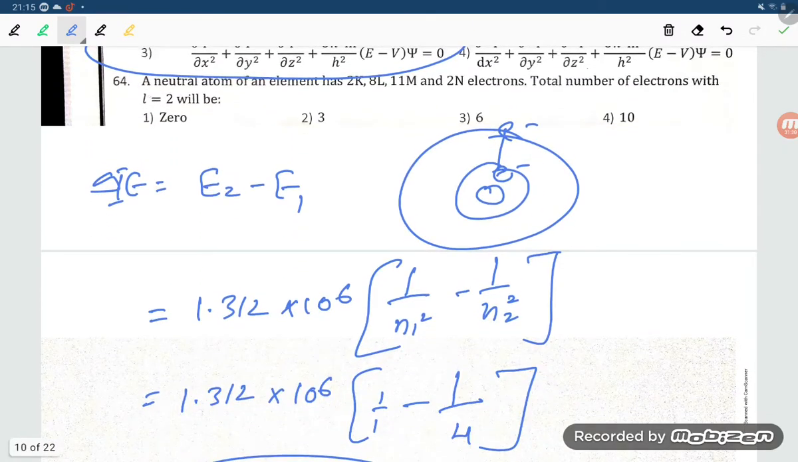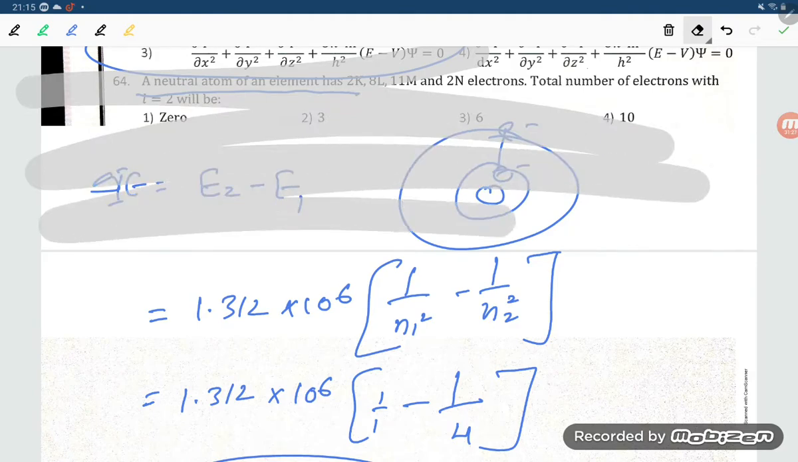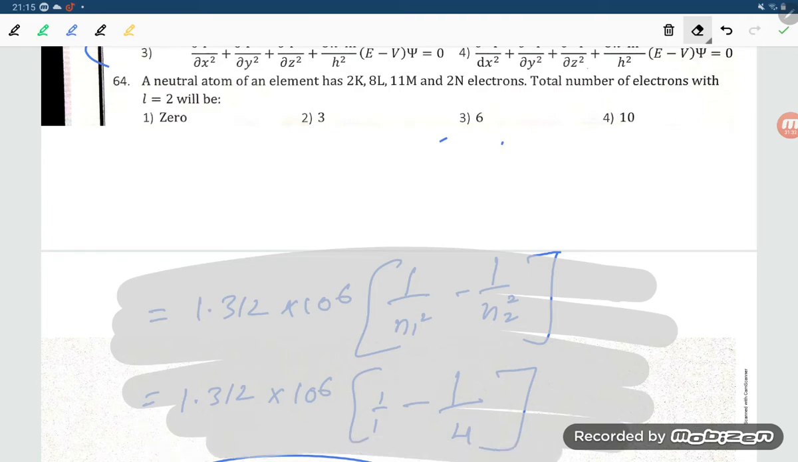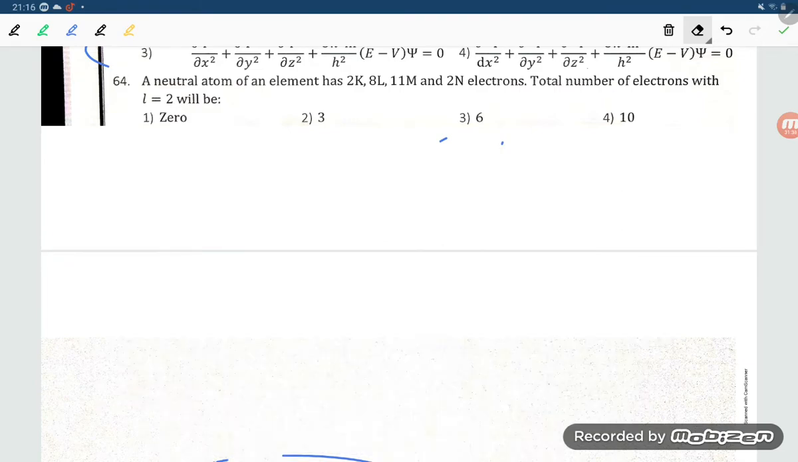Now question 64. A neutral atom of an element has 2K, 8L, 11M, 2N neutrons. Student, what are they saying? Let us firstly erase, then okay. How can you solve this neutral atom problem? Question number 64: a neutral atom has 2 in K, 8 in L, 11 in M, 2 in N. Total number of electrons with L equal to 2. So they are asking for the total number of electrons with L equal to 2, student.